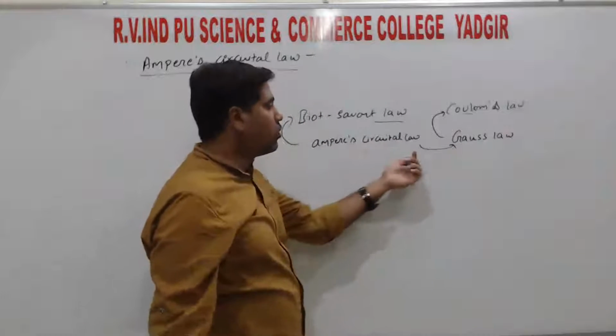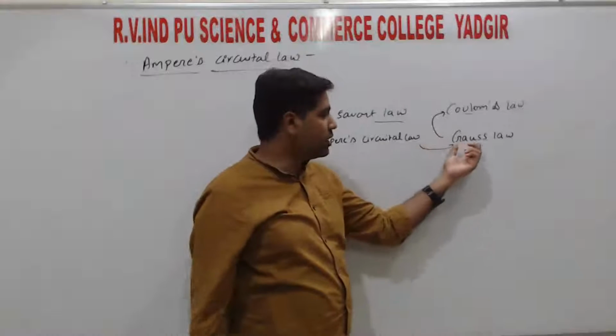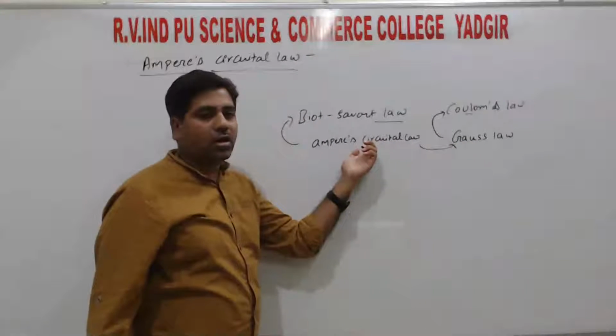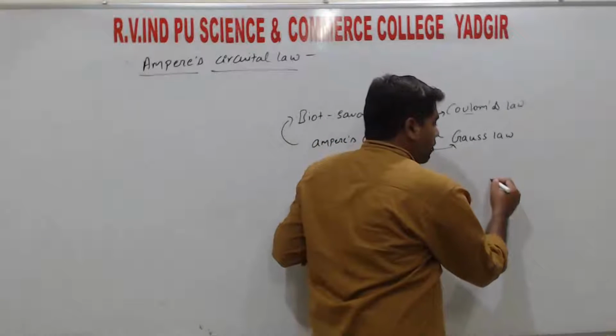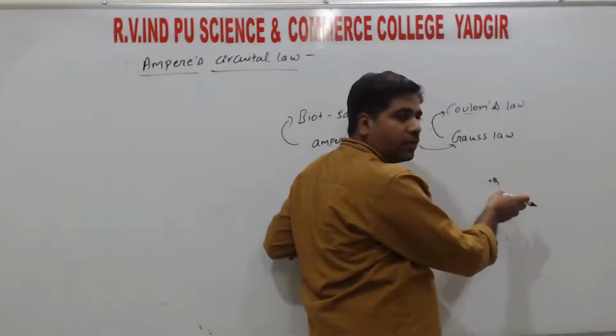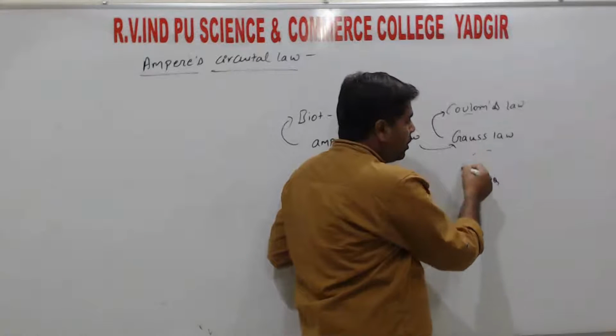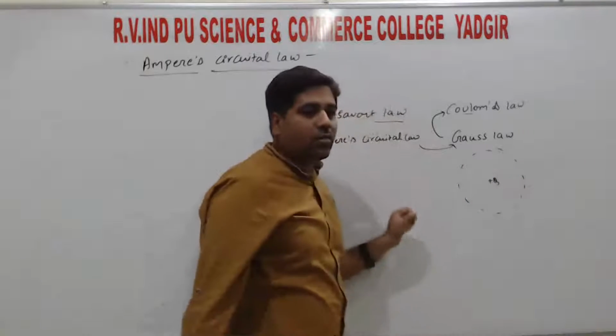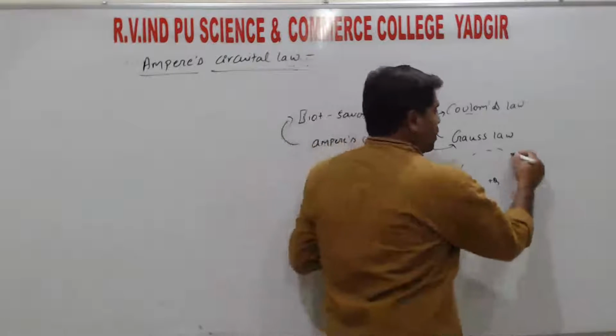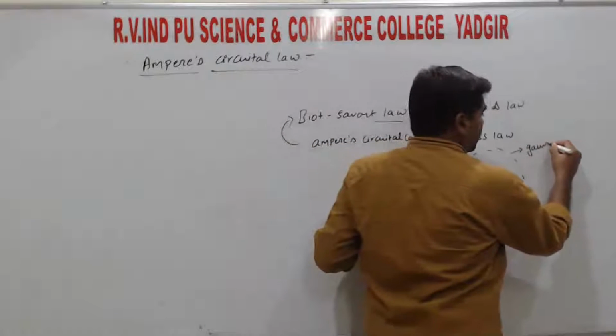So from this, what we can say is, in general, Gauss law and Ampere circuit law are both similar. In Gauss law, we have any number of charges. Around these charges, we consider one imaginary surface, and that surface we call the Gaussian surface.